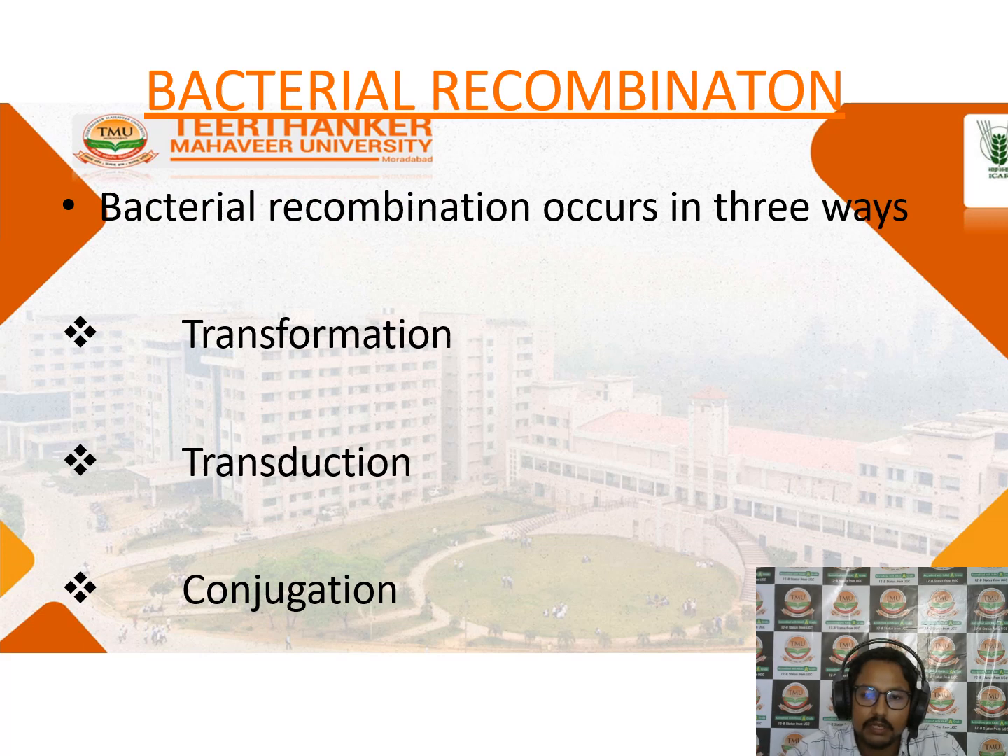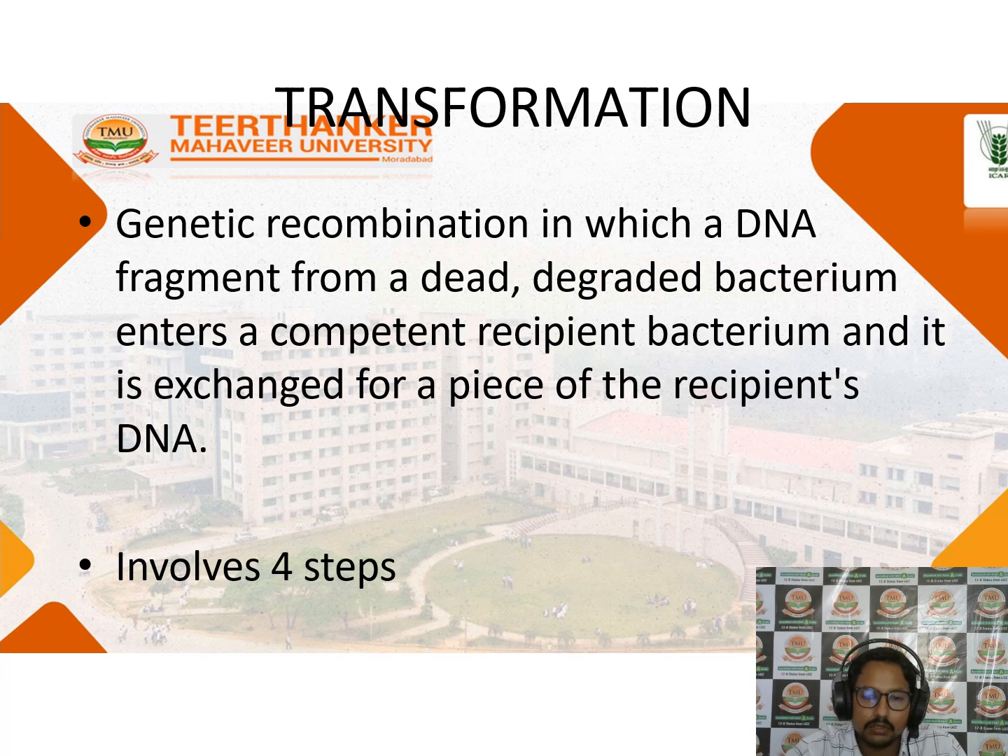So bacterial recombination occurs in a total of three ways. It is transformation, transduction, and conjugation. First of all, we will see what is transformation.